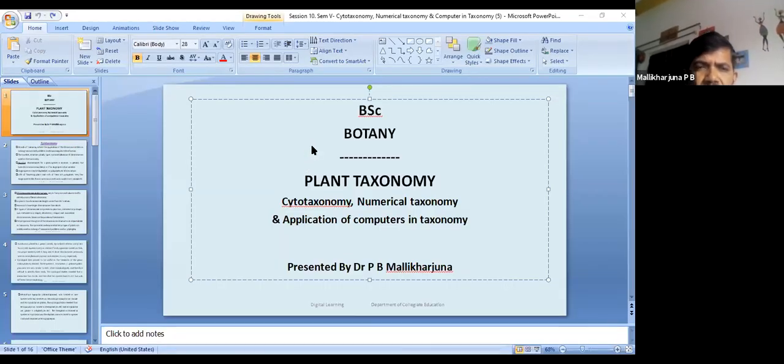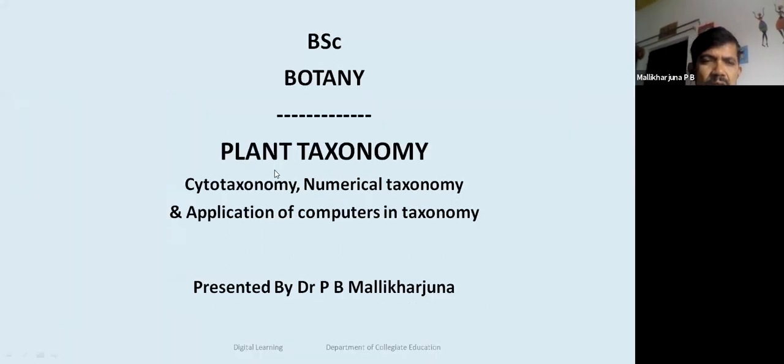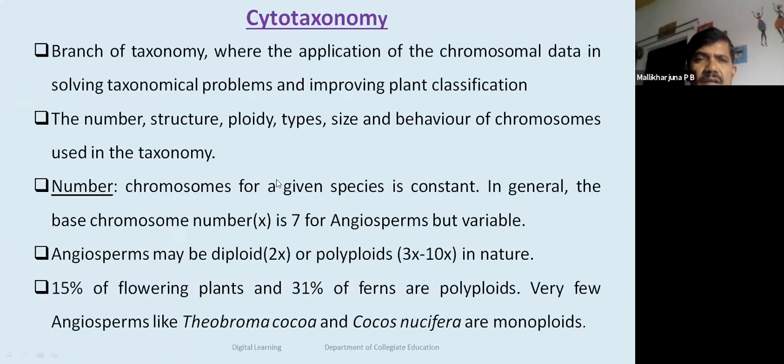Good afternoon. Today we shall discuss three important aspects of plant taxonomy, namely cytotaxonomy, numerical taxonomy, and applications of computers in the field of taxonomy. Let me begin with cytotaxonomy.